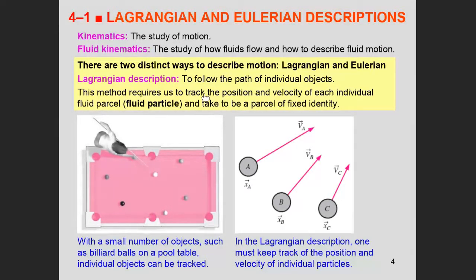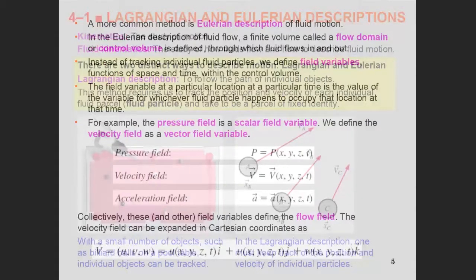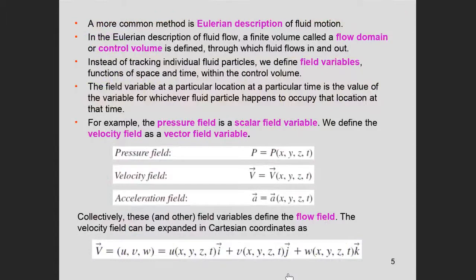There are two distinct ways to describe motion, Lagrangian and Eulerian. The Lagrangian description follows the path of individual objects, particles. The method requires us to track the position and velocity of each individual fluid particle, taking it to be a particle of fluid identity. So that one represents the fluid. This is Lagrangian. Okay? The Eulerian is different.